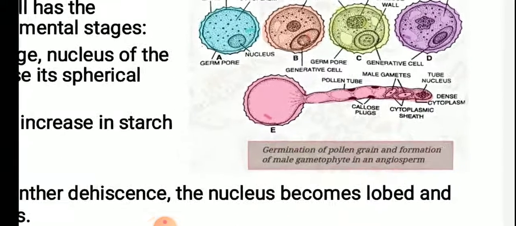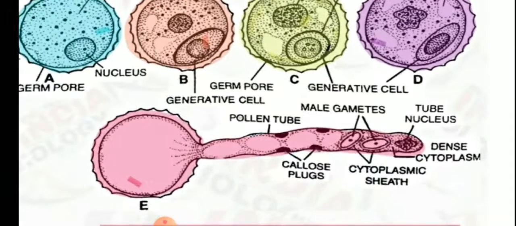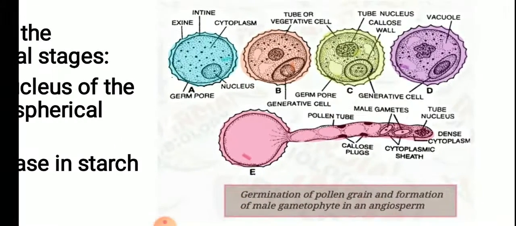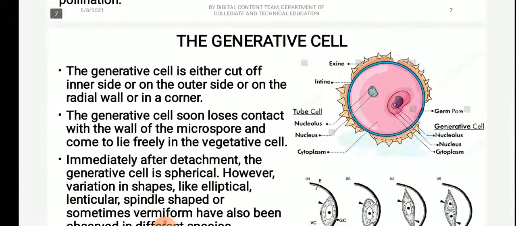So in this picture you will see the various changes that are happening in the vegetative cell. Its nucleus becomes highly lobed, and in the last stage the vegetative cell is going to form the pollen tube, and in the pollen tube its nucleus, that is tube nucleus, will be at the tip, and behind the tube nucleus you will find the 2 sperm cells. So it takes responsibility in delivering the 2 sperms to the embryo sac. So let us go to the generative cell.